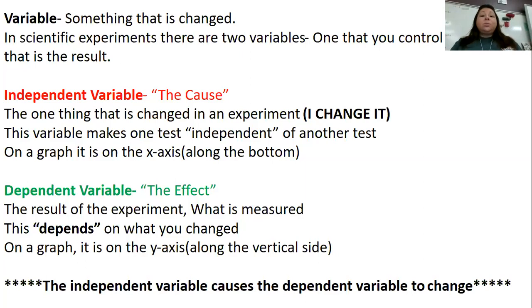So this is what you're going to change. So in the case of paper planes, I changed the paper type, okay? So my independent would be construction paper and white copy paper. So that is what I physically change. Your dependent variable depends on your independent. So in the paper airplane experiment, your dependent variable is going to be the distance your plane flew.